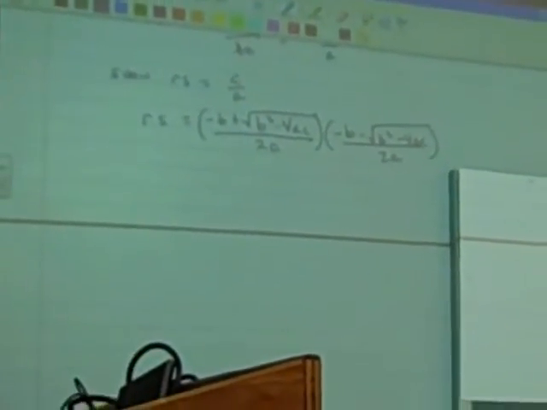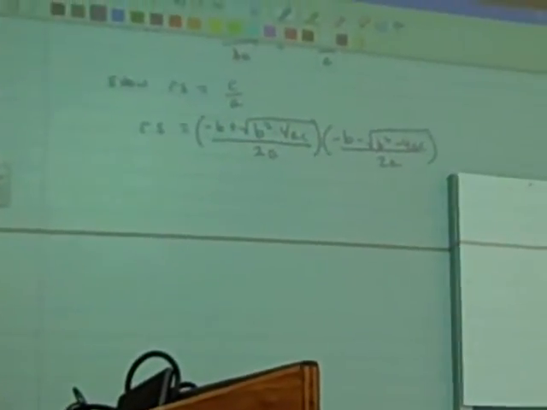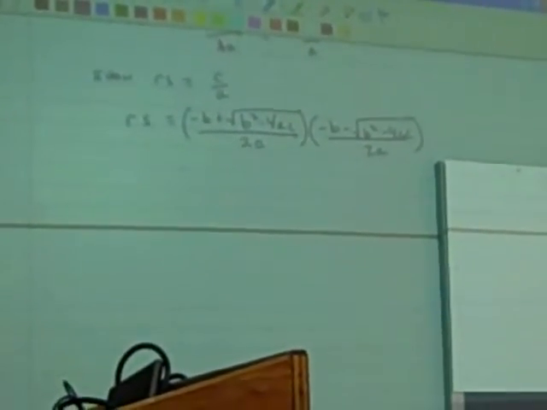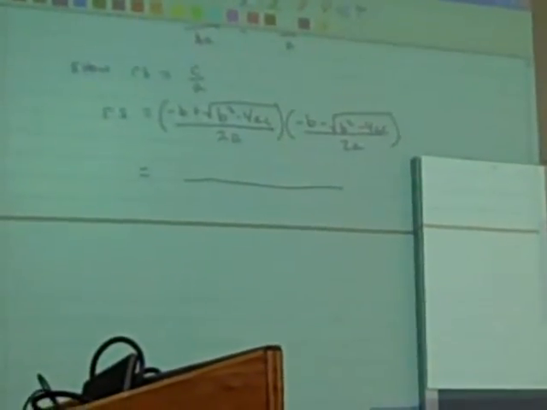Okay. Now instead of adding two fractions, I'm multiplying two fractions. How do I multiply two fractions? Multiply numerator times numerator, denominator times denominator, right? What is denominator times denominator? 4a squared. Very good. At the top, I have minus b plus square root of b squared minus 4ac times negative b minus the square root of b squared minus 4ac.